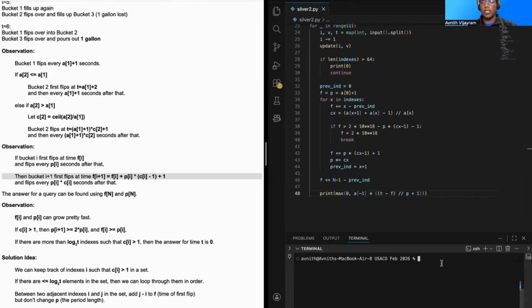And now we can test our code using the sample test case from USACO. So I'll copy it here, and we can see that our code gets the right answer. And this code will get full credit for this problem.